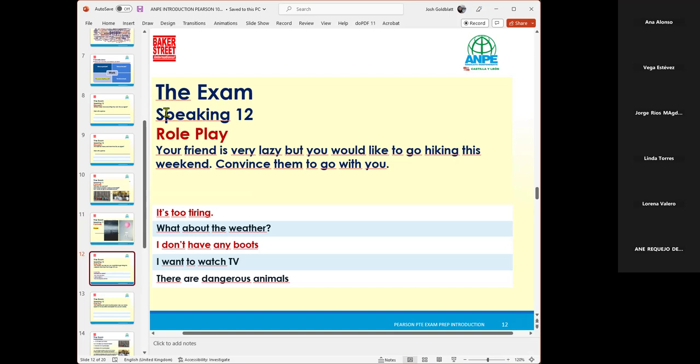So when we say question number 12, speaking, it's a role play, which means we do it together. So it's similar to discussion, but it's more fun. Okay, everybody likes a role play. So the interviewer will say to you, your friend is very lazy, but you would like to go hiking or trekking this weekend. What you must do is to convince the other person to go with you.